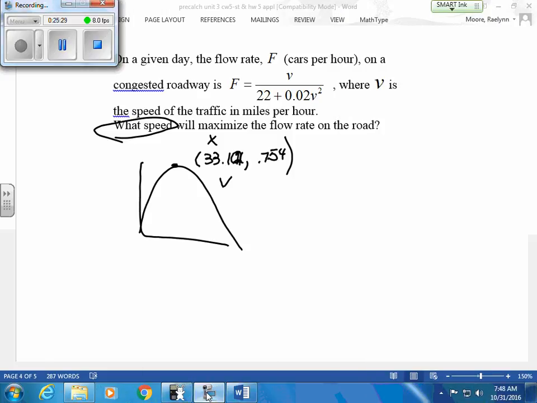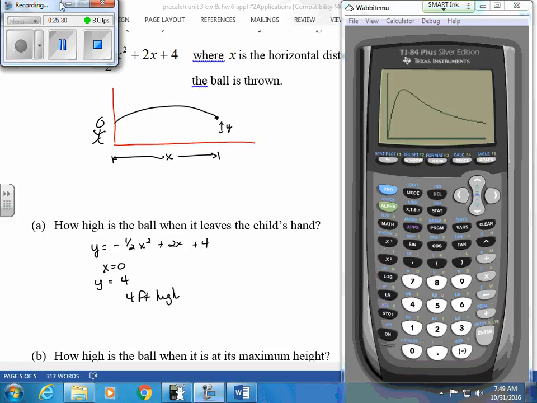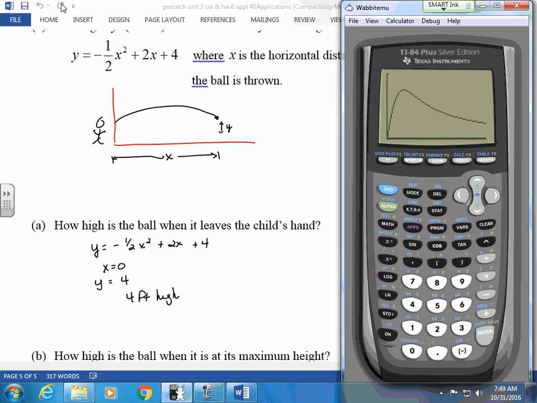Okay. What's window going to be? Because you're changing windows all the time. Kind of like if you got a little bit used to that now that you're changing your window, you're always changing windows in here. I had it right last night that 0 was there instead of 4. How high is the ball when it leaves the child's hand? Well, where is it at the 0? 4. At the 4 feet high.